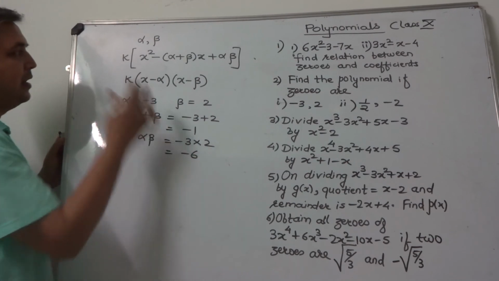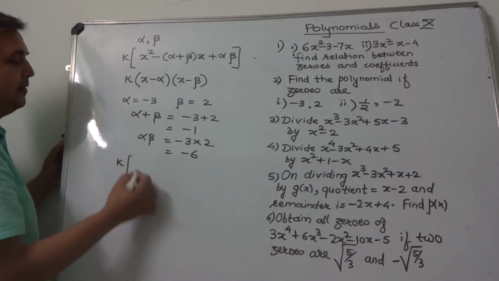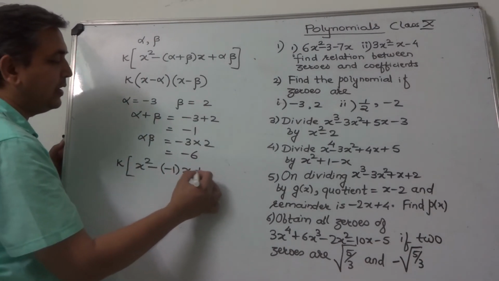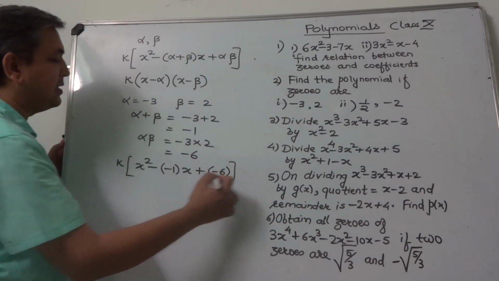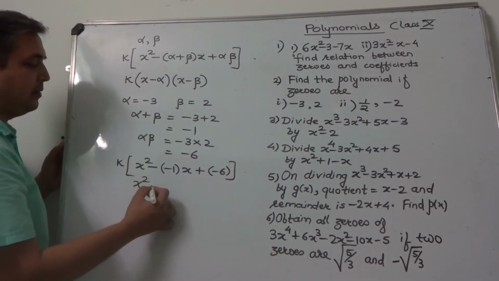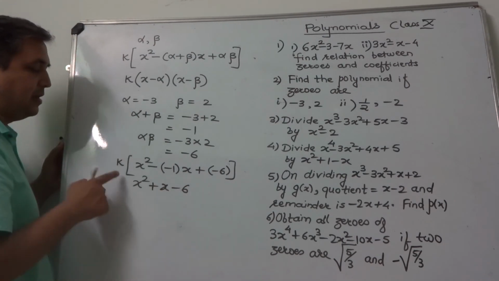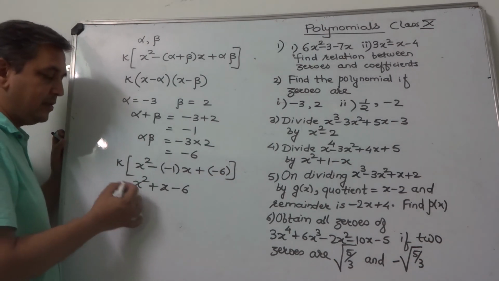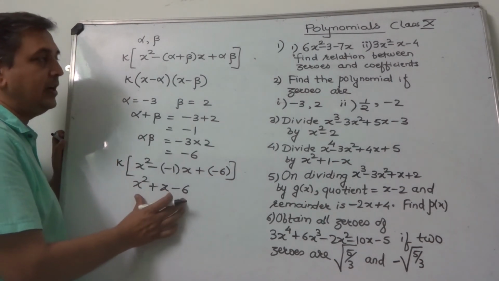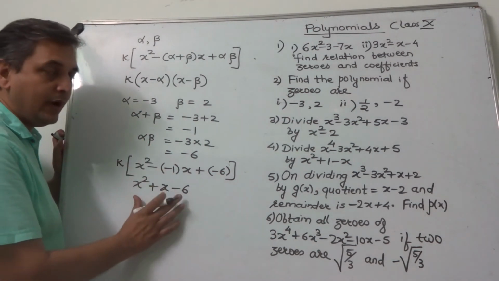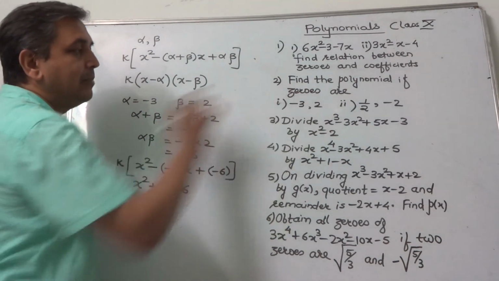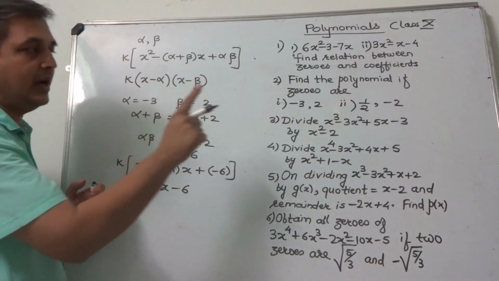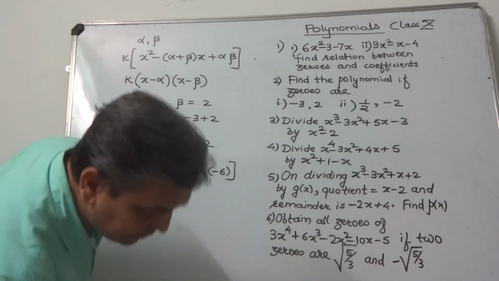is minus 6. And so the polynomial is k bracket x square minus, alpha plus beta is minus 1, into x plus alpha beta is minus 6. So x square plus x minus 6. We select value of k as 1 as there are no denominators. So selecting k equal to 1, we get this is the polynomial. If we try to find zeros of this polynomial, we will get minus 3 and 2. Now in the same fashion we can solve the second question. I leave it for you. Try it on your own.